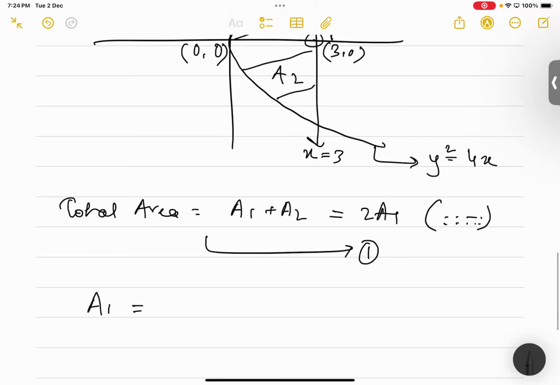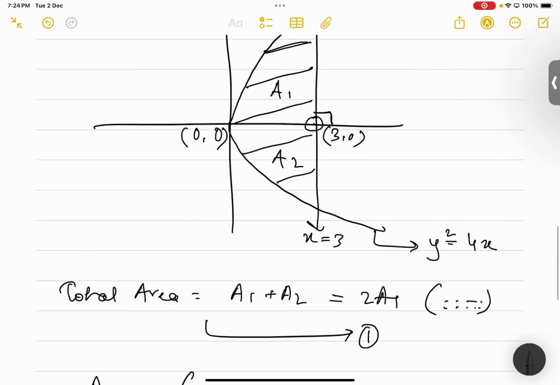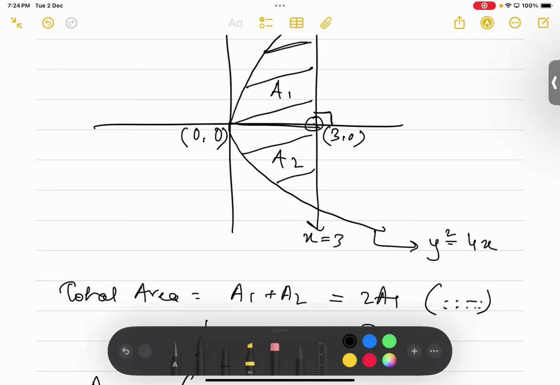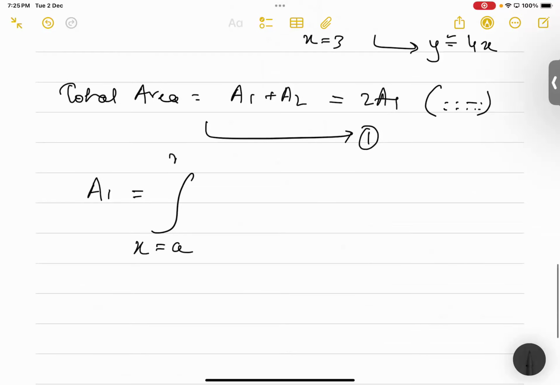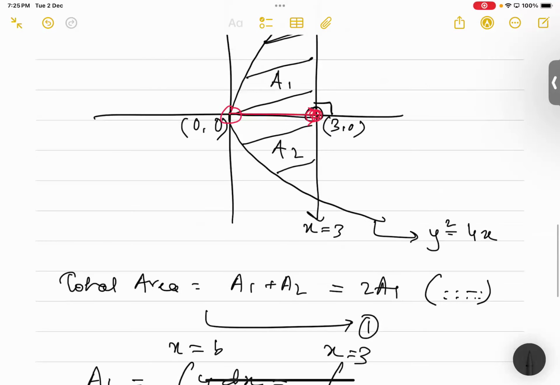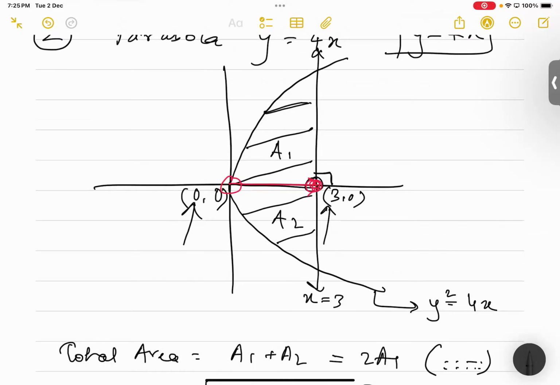Now for A1, we are moving along x-axis, from this point to this point, from origin to this point. So first we'll write down the formula: integral from x is equal to a to x is equal to b of y dx, since we are moving along x-axis. X is equal to 0 to x is equal to 3. Why? Take the x coordinates. Are you understanding?